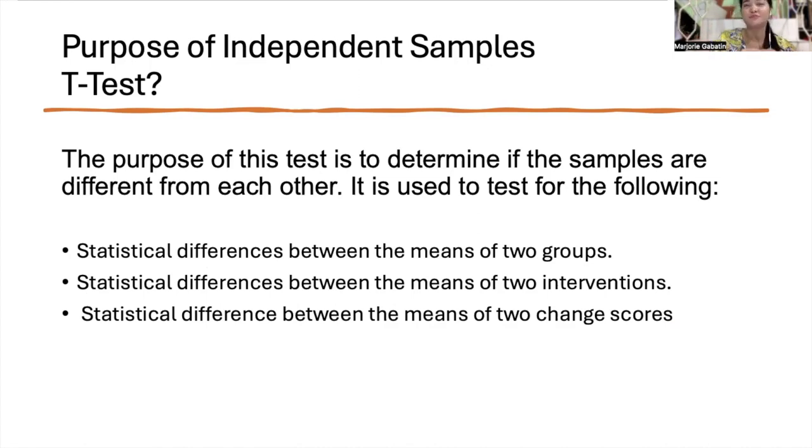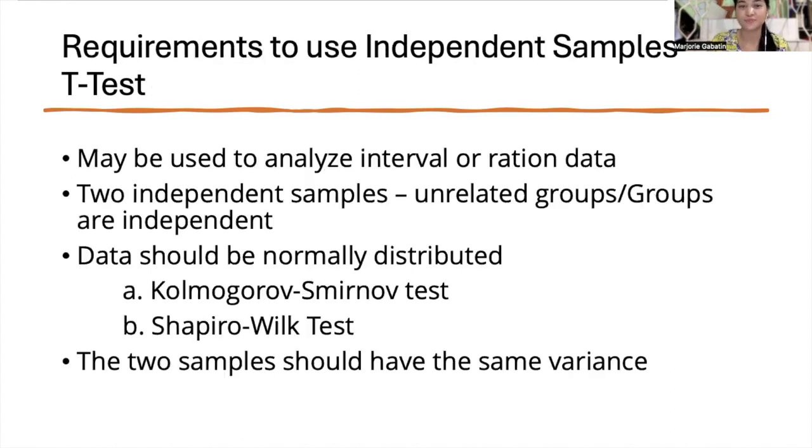For example, you provide interventions in your respondents and you want to test if there is a difference between those two interventions. And we use the independent samples t-test to see if there is a statistical difference between the means of two change scores.